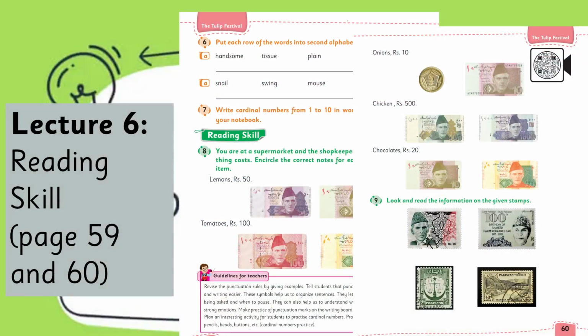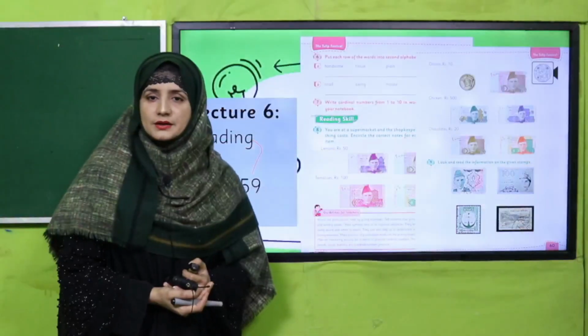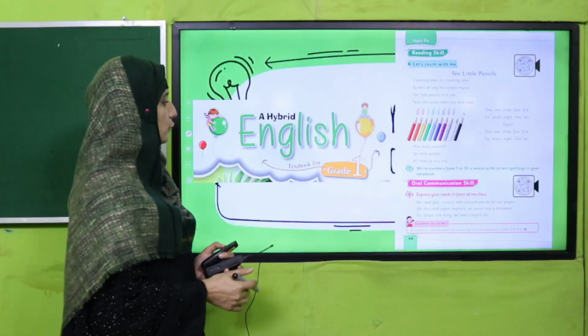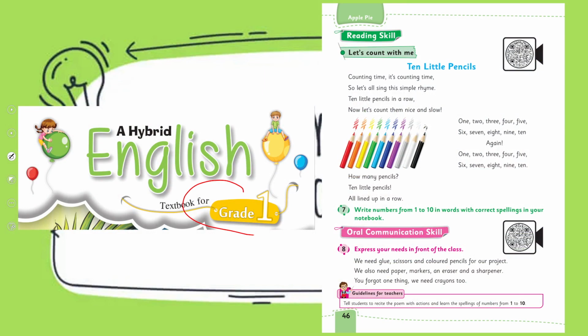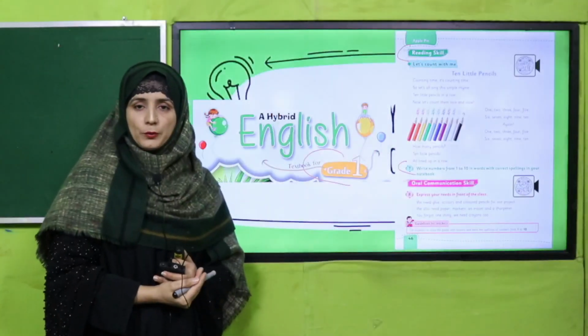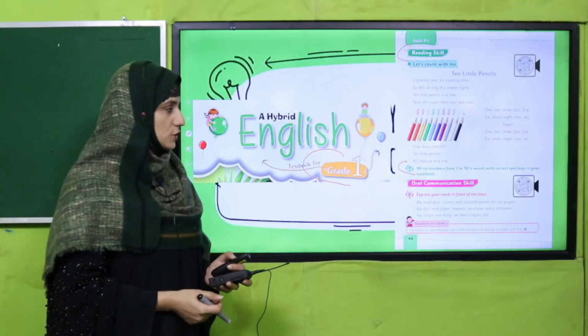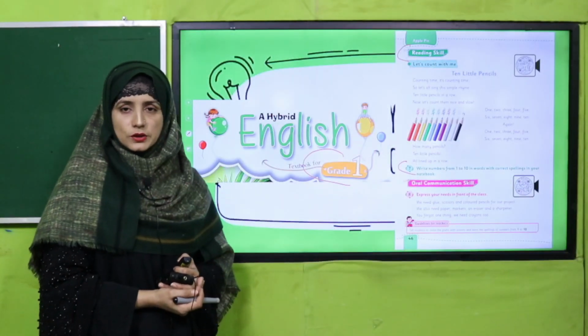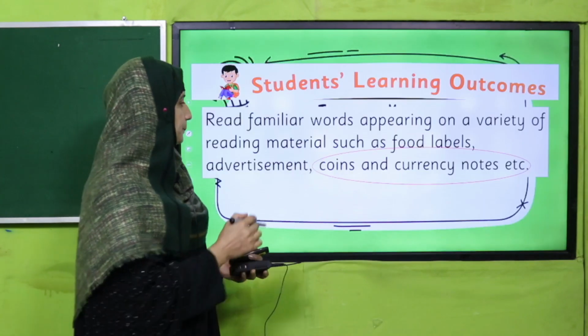Our today's lecture, lecture number 6, under the title of Reading Skills, we will learn about how we can read the text. Before, in English for grade 1, my dear students, you already learned about reading skills and about the numbers, how we can count them. So I hope you remember it. If you do not, you can watch this video lecture again. And today we are going to learn further about it.